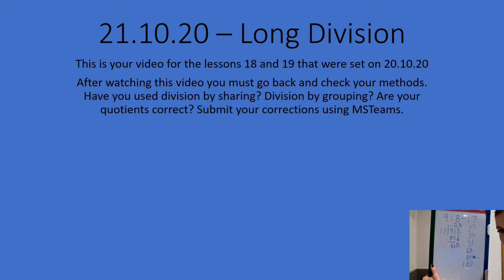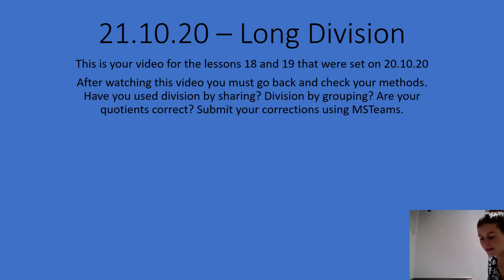That's division by sharing. I want to do another division by sharing, but this time I want to use a bigger dividend, and we'll have a little look at what the difference is there. Okay, so we're still going to look at division by sharing, but this time we're going to look at a number that has a bigger dividend.